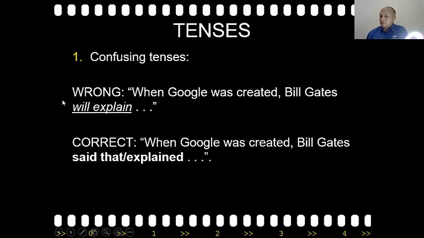But then suddenly you have a future. How can you combine something in the past with something in the future in one sentence? That's also confusing, right? That doesn't make sense. It's not logical. So you have to correct it, and this is the correction. When Google was created, Bill Gates said that, or explained. So of course you have to put it in past simple because the previous verb is also in past simple.